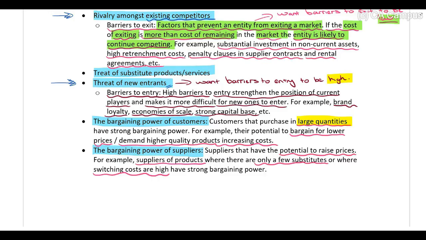So if we have suppliers where there's not a lot of substitute products available, or where they know that the switching costs are high, so if you want to change suppliers, the cost is going to be very high, then these suppliers have a lot more negotiating power or bargaining power, and they will then increase their prices because they know either there are not a lot of substitute products available, or they know you won't change suppliers because the cost of changing suppliers will be too high.